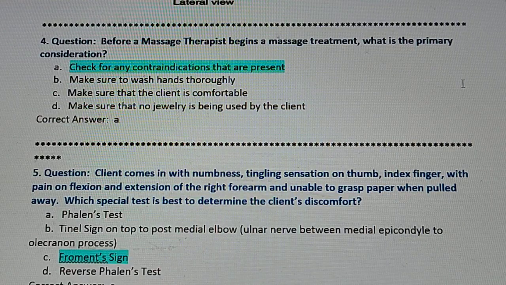Okay, so the fourth question here says, before a massage therapist begins the massage treatment, what is the primary consideration? Okay, so we have four choices here. Letter A, check for any contraindications that are present. B, make sure to wash hands thoroughly. C, make sure that the client is comfortable. D, make sure that no jewelry is being used by the client. The answer here is A. So A, check for any contraindications that are present. Okay, that's the answer for question number 4.